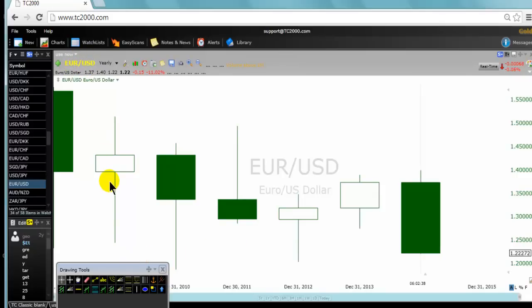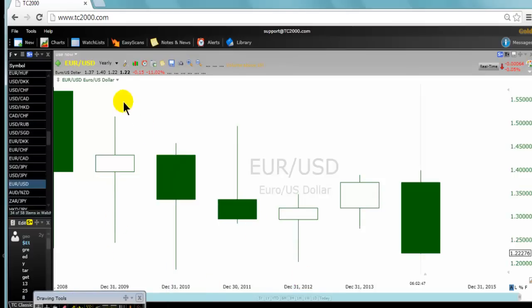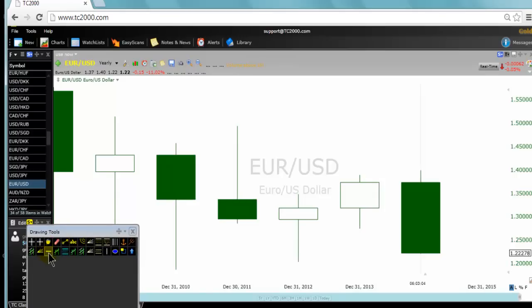This strategy is valid for stocks, commodities, futures, for all financial instruments. So I'm looking at the Euro USD, on the yearly chart. In the month of December, it is critical for traders to know the key levels on the yearly chart. Where are the key levels? The key levels are the high, the low, the opening, and the closing price. So you can draw them.